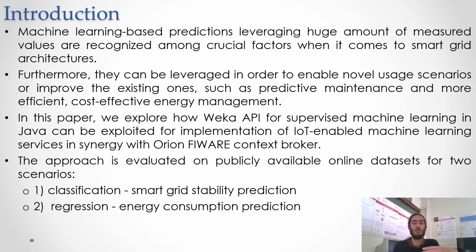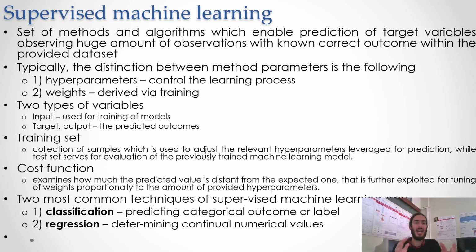After that, the approach is evaluated on publicly available online datasets for two case studies. The first one is classification-based smart grid stability prediction. The second one is regression-based household energy consumption prediction. Now, let's see some basics of supervised machine learning.